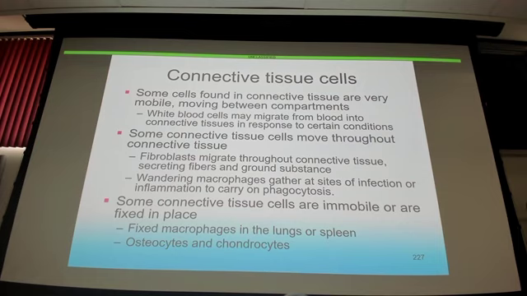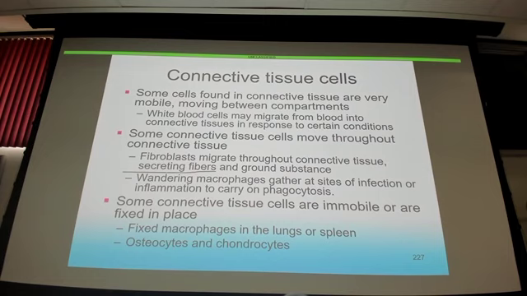Some other connective tissue cells can move about within the connective tissue itself, like a fibroblast. The fibroblast secretes fibers. These are protein fibers that make up the characteristic of that tissue, and it is going to secrete the fibers in the connective tissue and also ground substance. When you look at wandering macrophages, like we said, macrophages are derived from white blood cells. There are a lot of different names for them based on whether they're mobile or fixed. But in general, they can wander around and go to sites of infection.